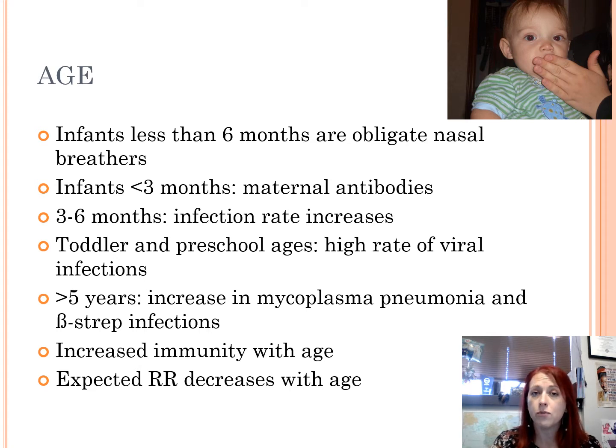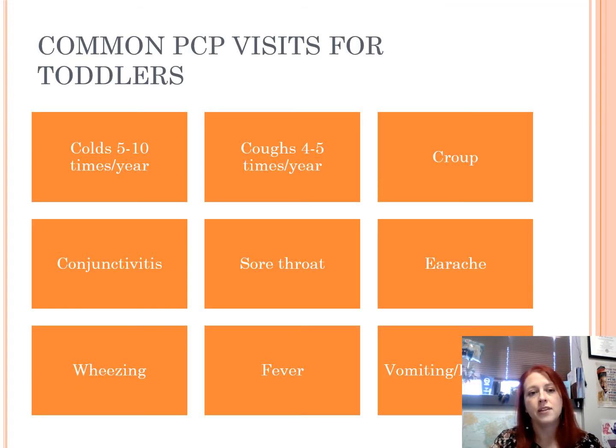Our respiratory rate, remember, decreases as we get older. Those infants have a fast respiratory rate that's irregular. It slows down as we hit that 12 to 14-year-old age range. These are the most common pediatrician's visits that we see with toddlers. So again, most of them are respiratory related. Colds and coughs, croup, which is an upper respiratory infection, most of the time caused by viruses, but there's a few other things that can cause it, as we'll get into this lecture.